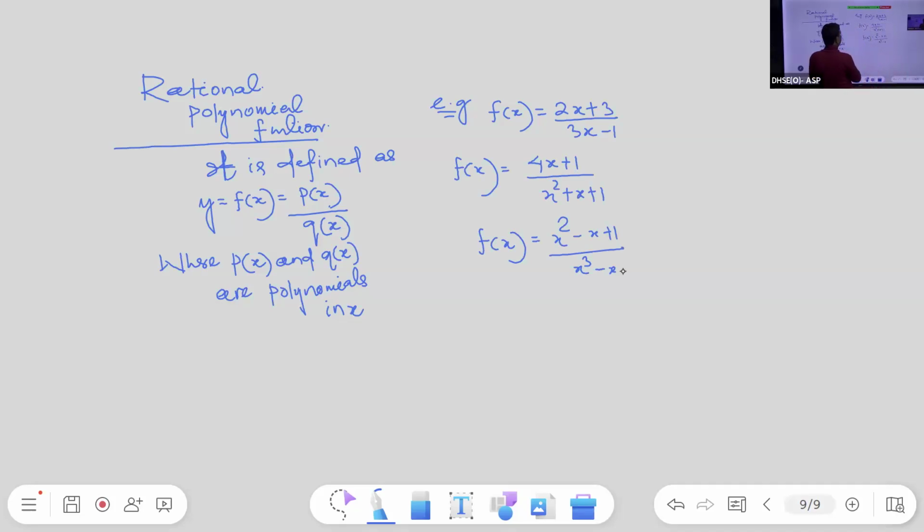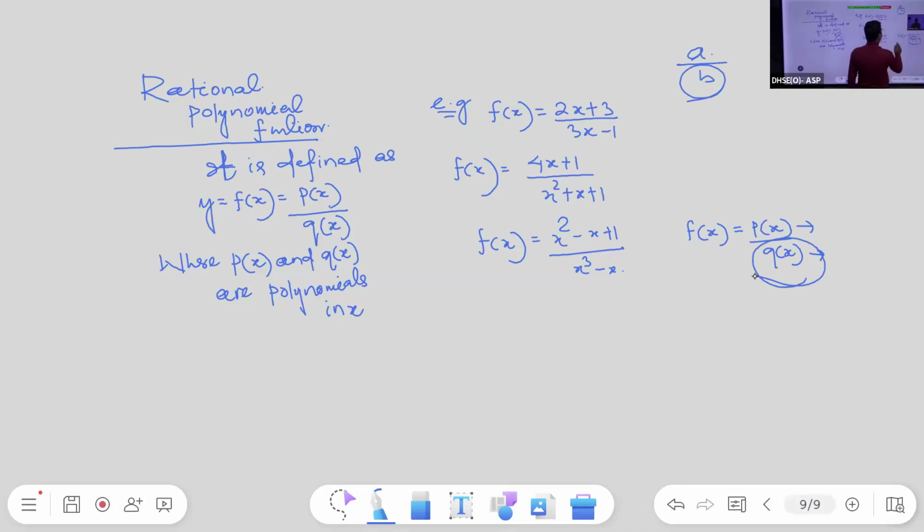Now, how to find the domain of a rational polynomial function? If a function is of the form f of x is equal to p of x upon q of x, here the numerator is the polynomial p of x and the denominator is the polynomial q of x. In a fraction, suppose a upon b, if the denominator is 0, then the fraction will be undefined. So when q of x is equal to 0, the expression of the function will be undefined. And the domain means the set of values for which the function is defined.